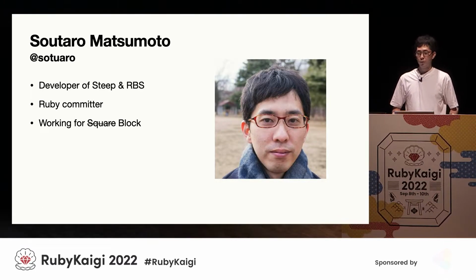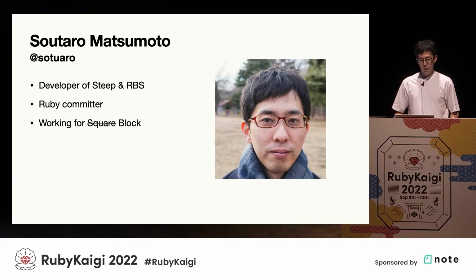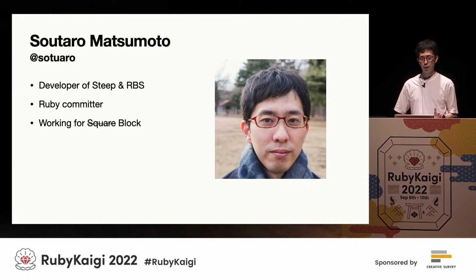I'm Soutaro Matsumoto. I hope that everyone here knows what Steep and RBS are. I developed them. And yeah, I'm one of the Ruby committers, and I'm working for Block. The company was renamed from Square last year.